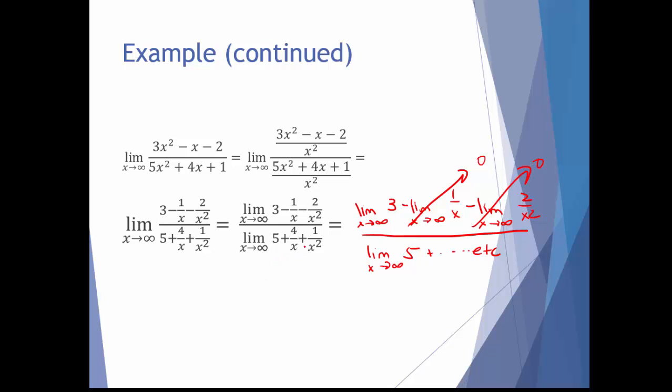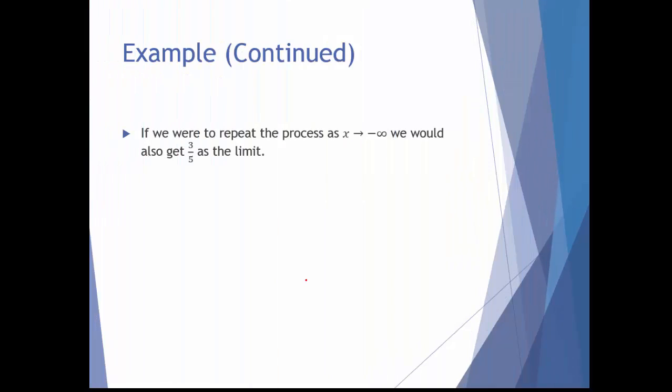So every one of these fractions that still has a constant in the numerator and a variable in the denominator, as that variable goes to infinity, those all go to 0. So this limit actually ends up being equal to 3/5. If we were to repeat this process as x approached negative infinity, we would also get 3/5 as the limit, because remember, it doesn't matter whether it's going to positive or negative infinity. If it's a constant in the numerator, it's going to trend towards 0.